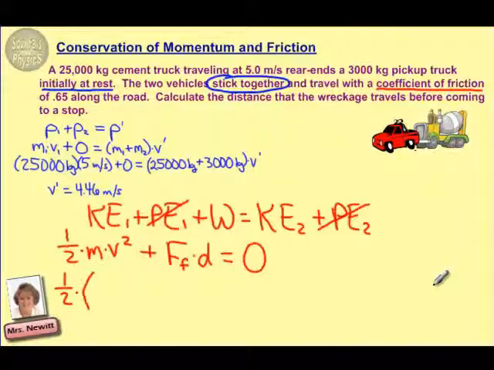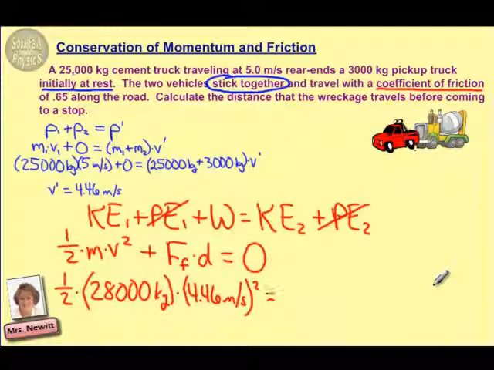We saw earlier the mass of the two. That would be 28,000 kilograms. We calculated the velocity at 4.46. And we want to add in then the force of friction.